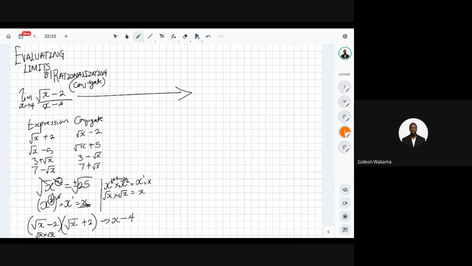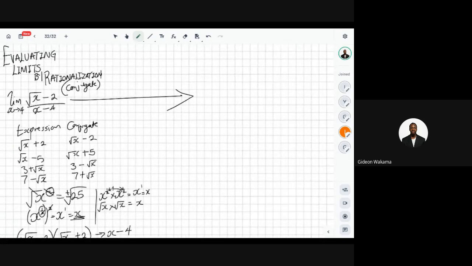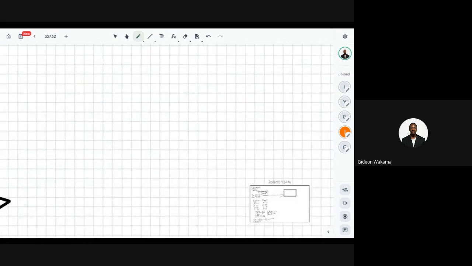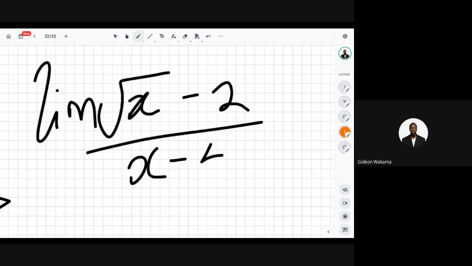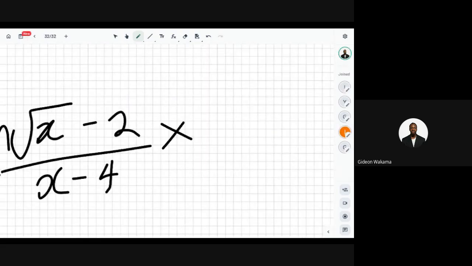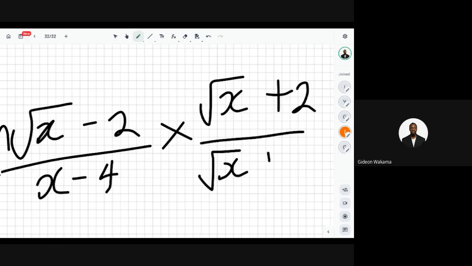So let's deal with this question. This one says the limit of root x minus 2 over x minus 4 as x approaches 4. So what I'm going to do is get the conjugate. So we have the limit as x approaches 4 of root x minus 2 over x minus 4. Now I will multiply it by the conjugate, which is root x plus 2 over root x plus 2.